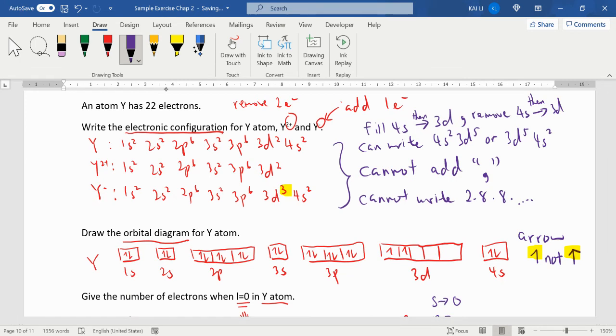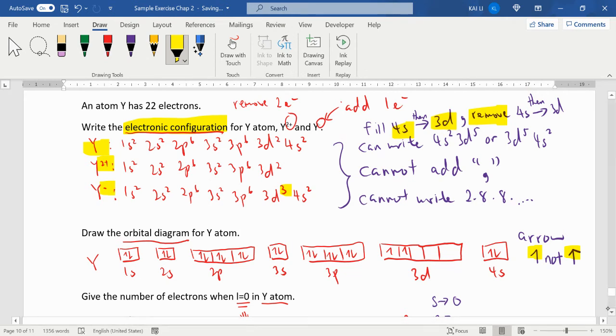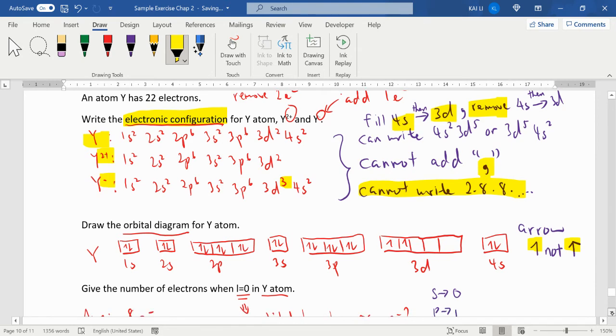Okay, summary. Electronic configuration, you must know how to write for neutral, cation, and anion, especially for D block. For D block, we always fill in 4s, then only 3d. But when you want to remove, you remove 4s, then 3d. And remember, don't write 2.8.8 anymore. And you cannot write comma in between.